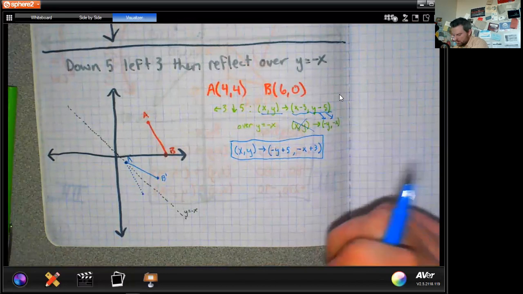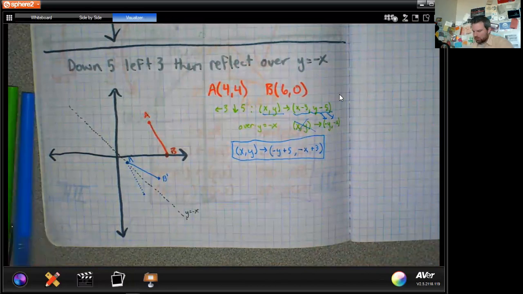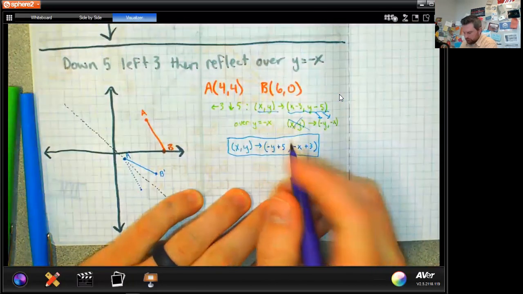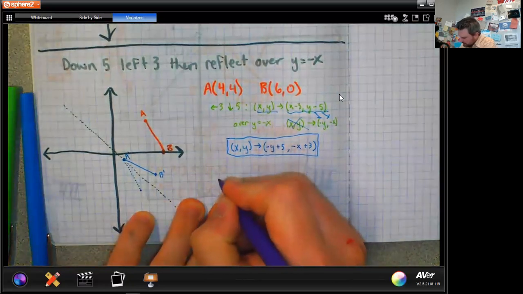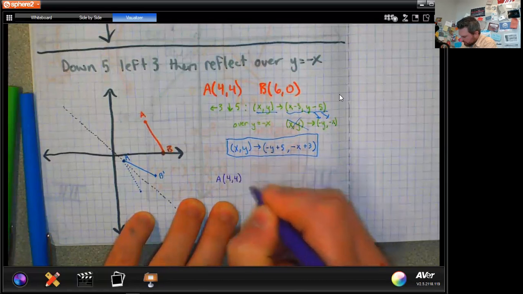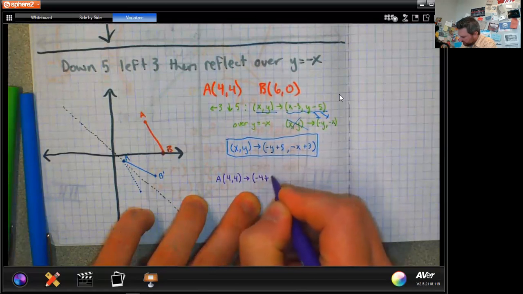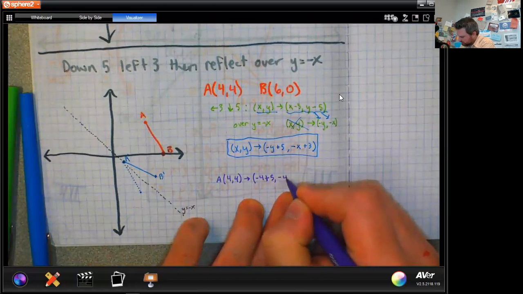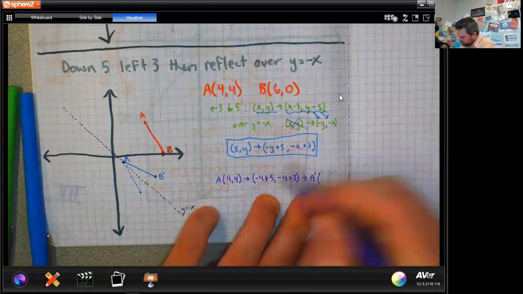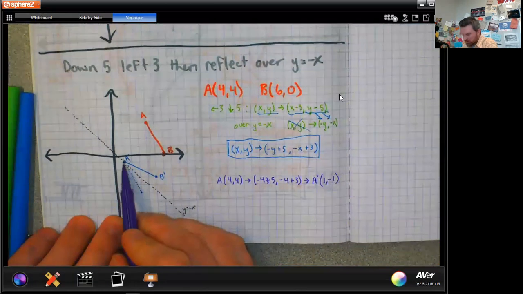Okay? All right, let's verify these rules. I'll choose maybe a darker one. Let's get purple. Okay, so A was at 4, 4. When I plug it into the rule, you get negative y, so negative 4 plus 5, comma, negative x, so negative 4 plus 3. Well, A prime, negative 4 plus 5 is 1, and negative 4 plus 3 is negative 1. So 1, negative 1, that's where A prime is.